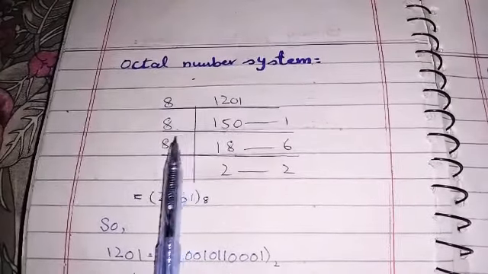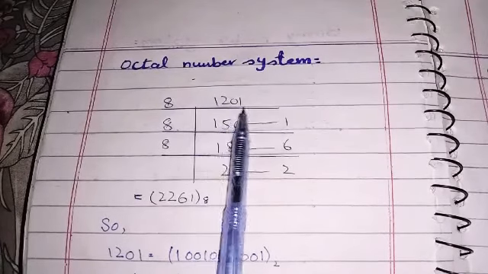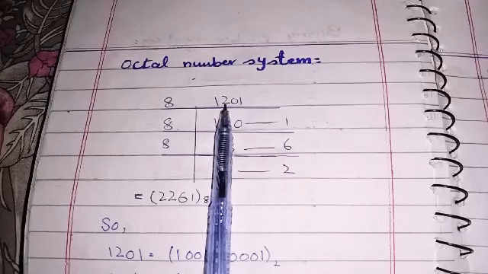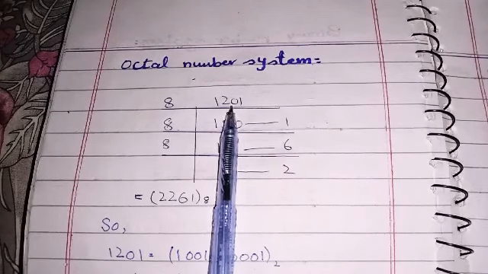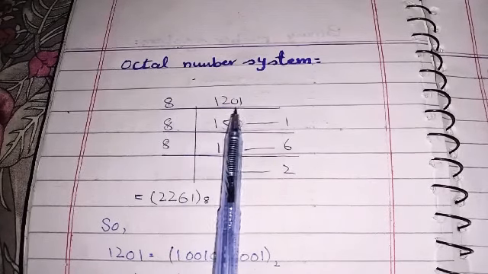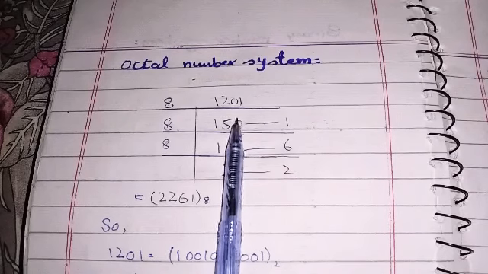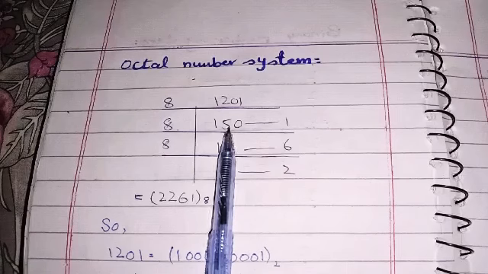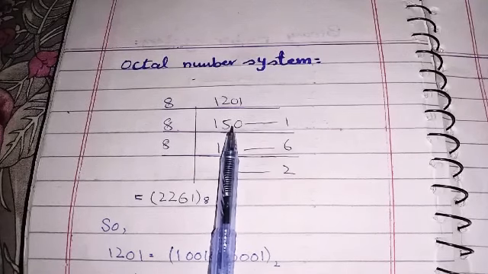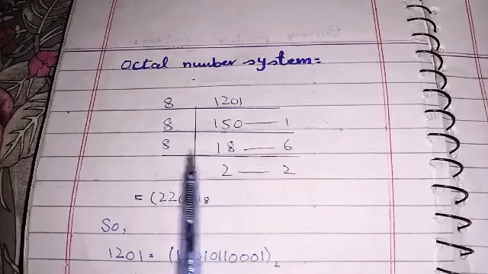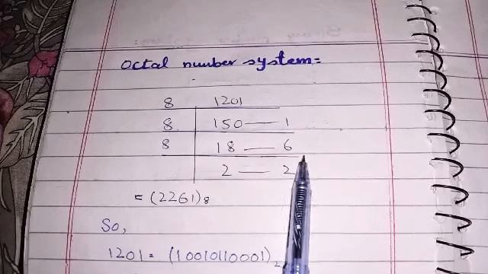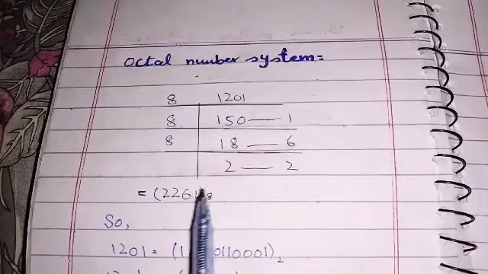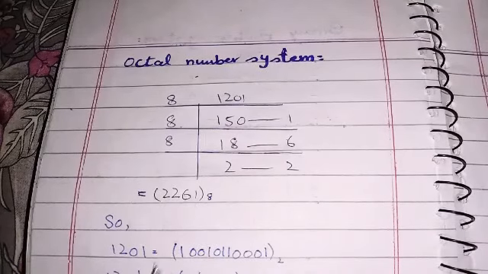Here is our conversion of decimal 1201 into the octal number system. 8 1s are 8. We gave 4 carry to the next number, here makes 40. 8 5s are 40 and 0 here. We will write 1 in the remainder column. 8 1s are 8. We gave carry to the next column, here makes 70. 8 8s are 64 and here is 6 remainder. 8 2s are 16 and 2 is remainder. So our answer is 2261 with base 8.